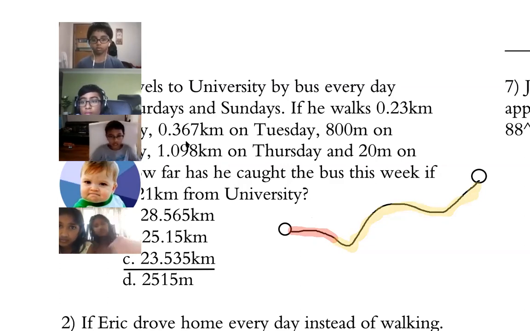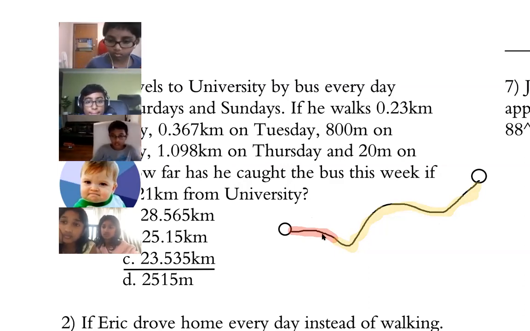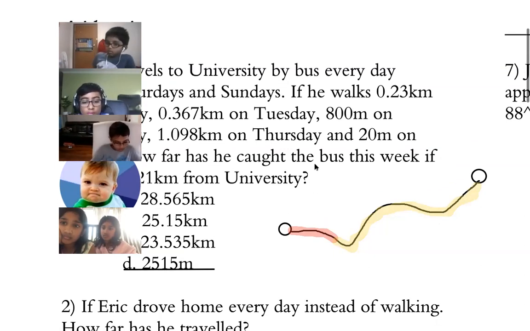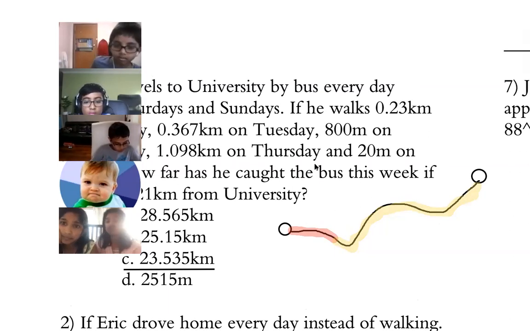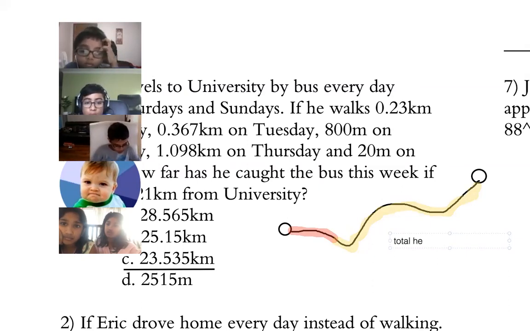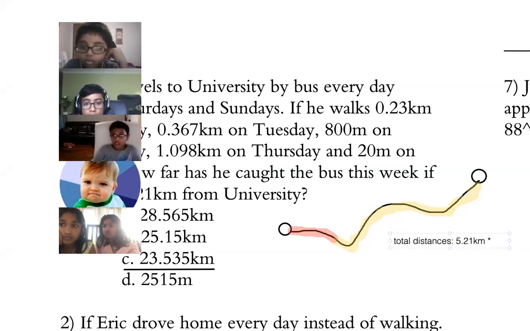And then on Tuesday, he does 0.36 kilometers and then buses the remaining. Then on Wednesday, he does 800 meters, which is 0.8 kilometers, and buses the remaining, and so on. He does all those different things. Do you guys understand? So basically, every week he needs to catch the bus. He needs to travel 5.2 kilometers to the university. So the total distance he travels, doesn't matter if he walks or whatever, is 5.21 kilometers multiplied by 5 days.